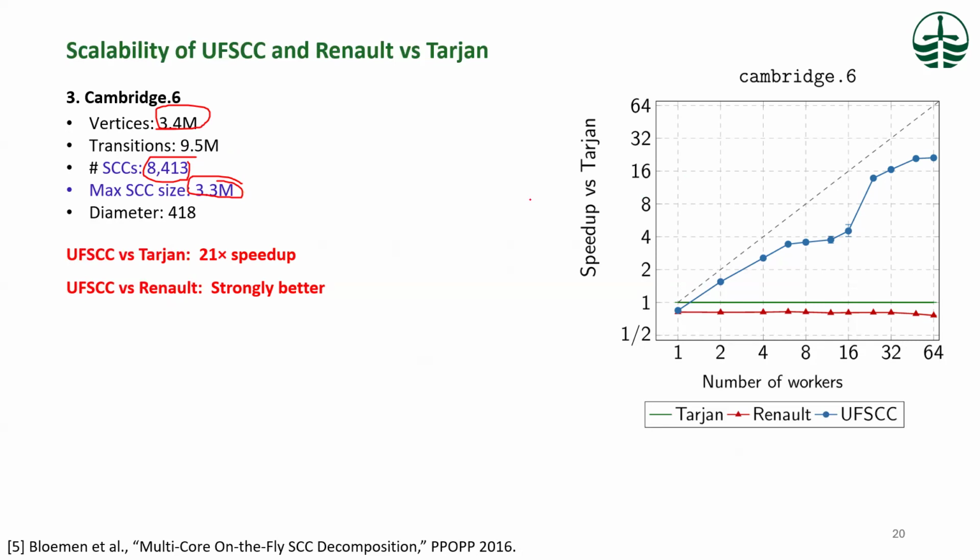We can see after the experiments that UFSCC is around 20 times faster than Tarjan's algorithm, and compared with Renault it was also much better. The same answer here, because Renault is failing because we have a very big SCC here. Where Renault is struggling, it's performing flat. Simply we can say it's because of the memory contention. And the exploration order also matters when we have high core counts. Go on.